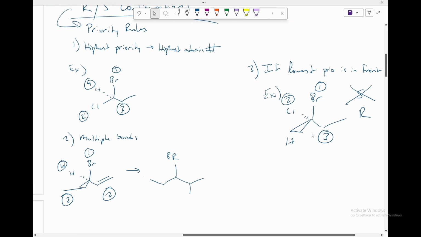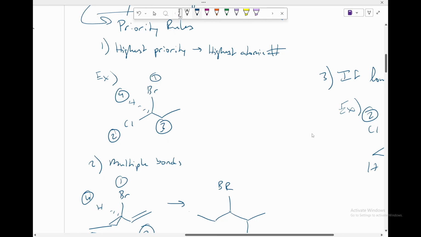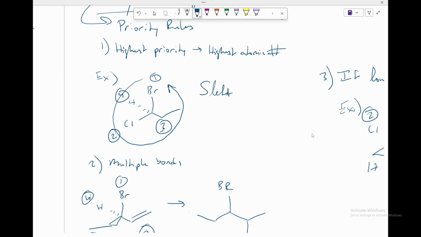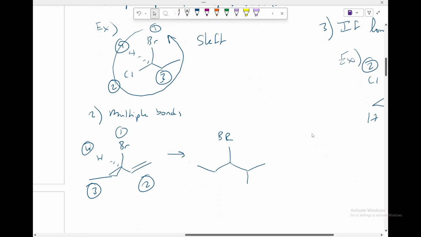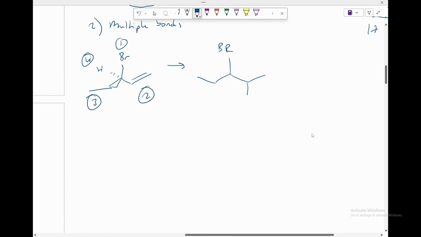Also, if I can assign the configuration 1, 2 to 3, this is S for left. What am I doing? Hold on. Okay. 1, 2 to 3. This is R for right.